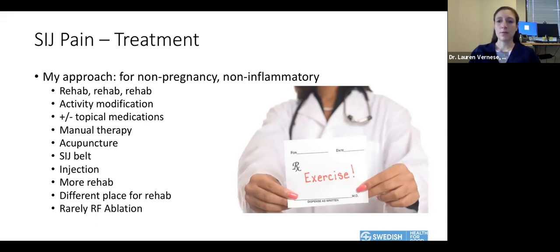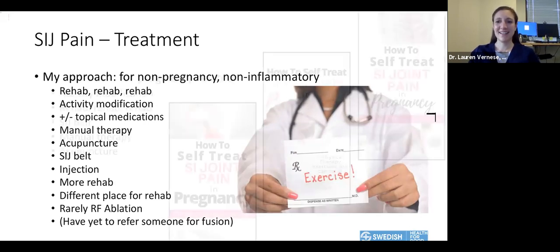Very rarely will I refer them for an ablation. I've yet to refer anyone for a sacroiliac joint fusion. I've had patients coming in to ask me about getting a fusion. I have told everyone you will get better if you just really work on your rehab. So if you guys got the main take-home point, rehab for this.